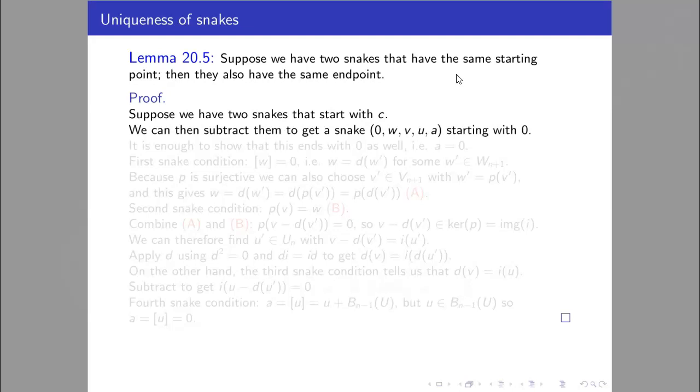As we mentioned when we introduced the definition of snakes, all the conditions in the definition are compatible with addition and subtraction. So you subtract two snakes, we'll still have a snake. So now we've got a snake, and the two snakes we started with, they both started with c, so when we subtract them, we get a 0 at the beginning. And we want to prove that the two snakes we started with have the same endpoint. In other words, that this snake, the difference, has to end with a 0. So we want to prove that this a here is 0.